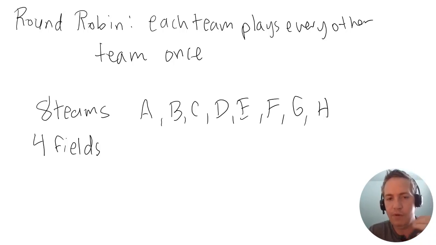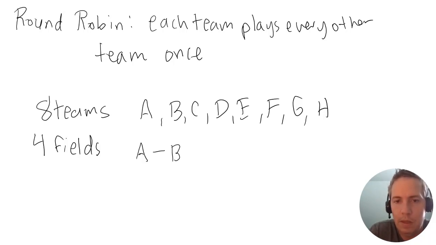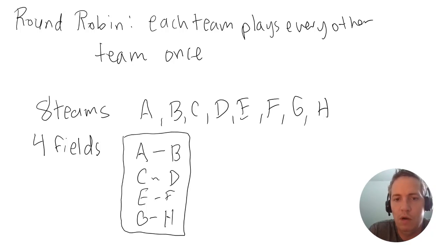Well, if you try to just brute force it, what would end up happening is you would say, okay, A is going to play B. So they're playing a game at field 1, and B's already playing. So C is going to play D at field 2, and E is going to play F at field 3, and G is going to play H at field 4. So this will be the first round. All of these teams are playing each other.